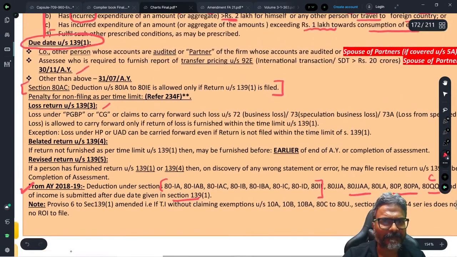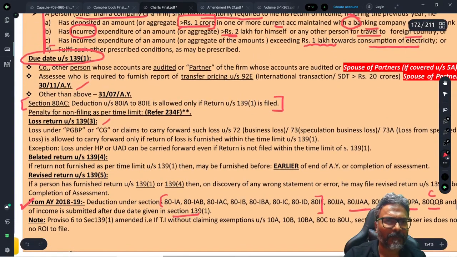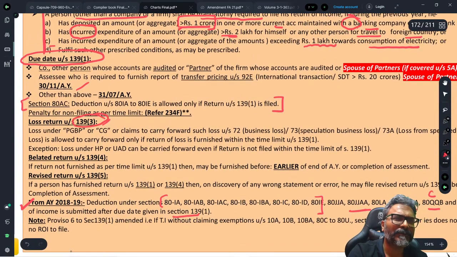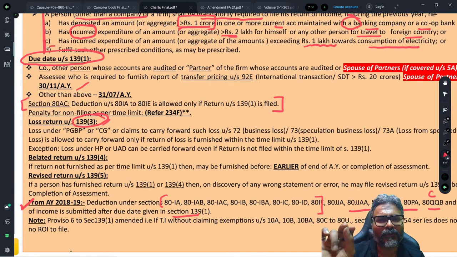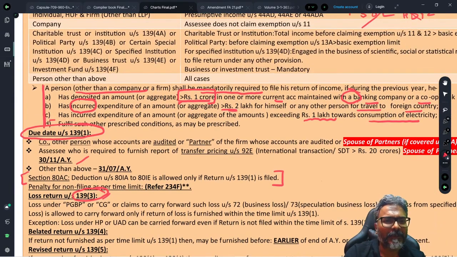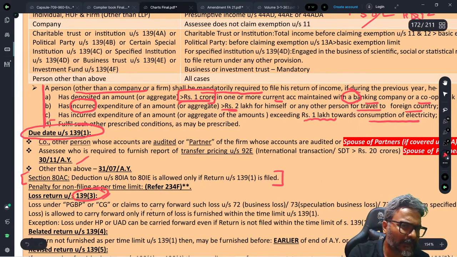Apart from this one, students, section 139 subsection 3, the loss. If you have got a loss under 2 heads, which are those 2 heads? The PGBP and the head capital gains, and you want to carry forward those particular losses, then in that situation you need to file the return of income within the due date of 139(1). Be careful, students. The restriction is only for carry forward and not for set off.